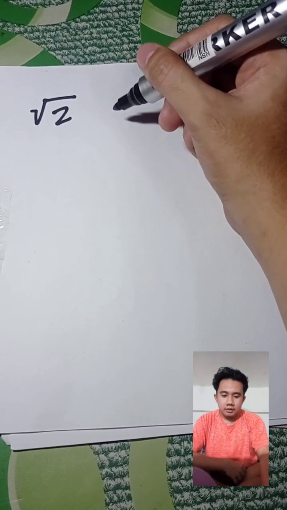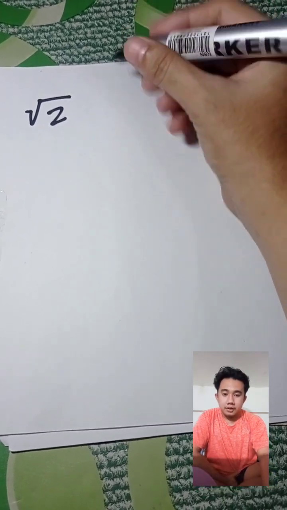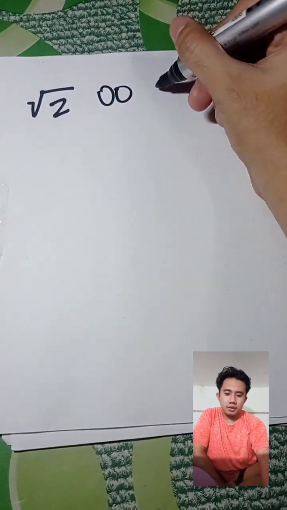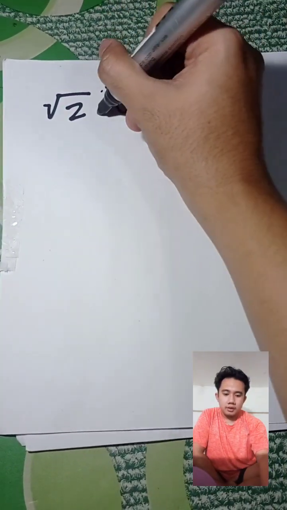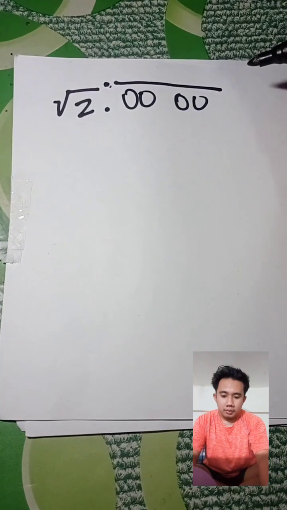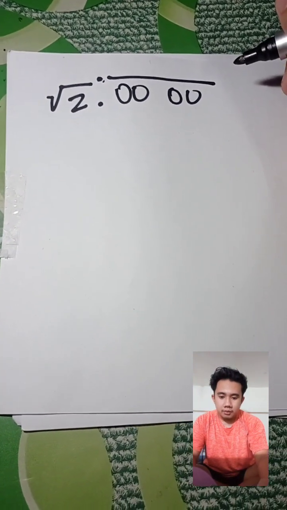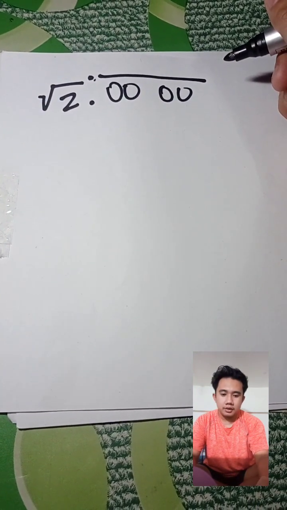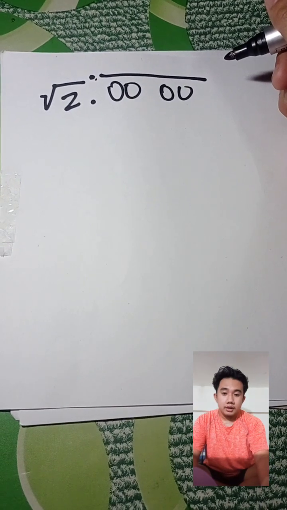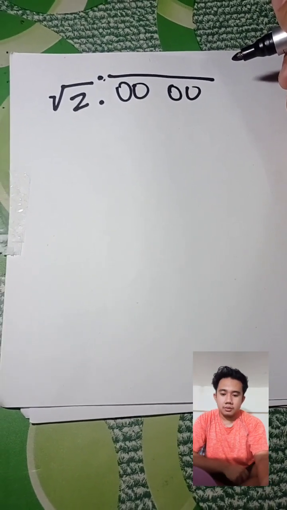Step 1. We take the square root of 2, which has no perfect square. For each decimal place that I want to evaluate up to, I'm going to add a group of zeros after the decimal point of the number 2. Step 2. Once we have that, we can start computing the largest natural number whose square is less than or equal to 2, which is 1.